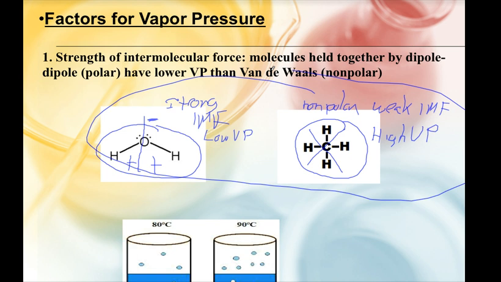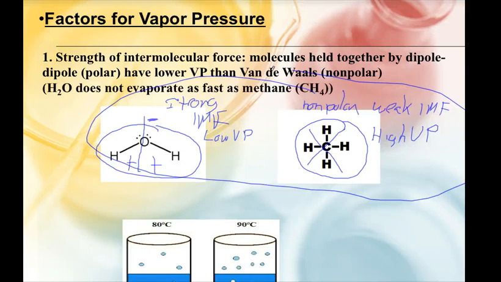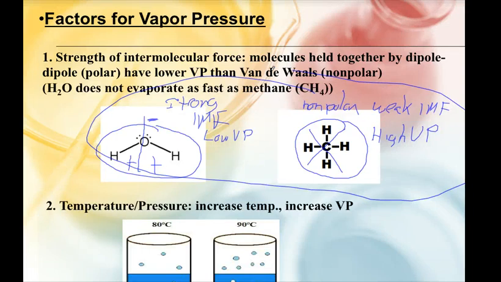Okay, so that's one factor involved in the vapor pressure of a liquid. The second one is simply temperature. What can you do to a liquid to make it evaporate faster? Increase the temperature. So if you increase the temperature, you're increasing the vapor pressure. As you can see from the diagram here, this is at 80, this is at 90 Celsius. This will have higher vapor pressure. Look at the number, and it's obviously not going to be this simple, but there are more molecules of gas moving up that create more pressure, and that's vapor pressure.